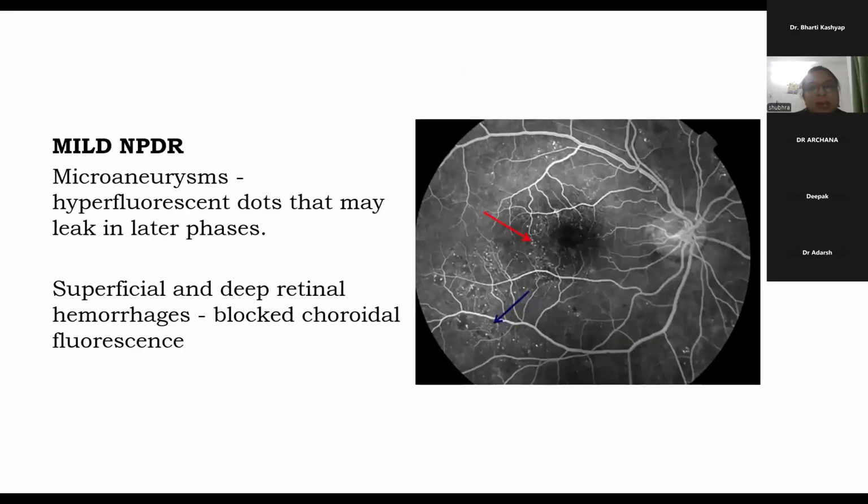So this is mild NPDR that I was talking about. You can see these tiny dots. These are microaneurysms that are seen. The red arrow signifies that.